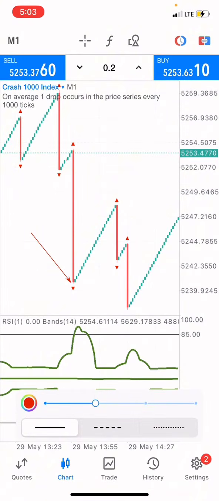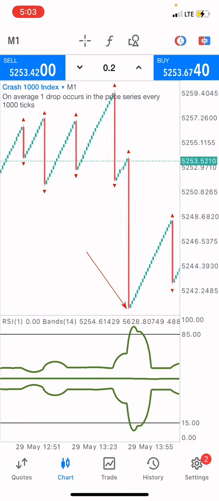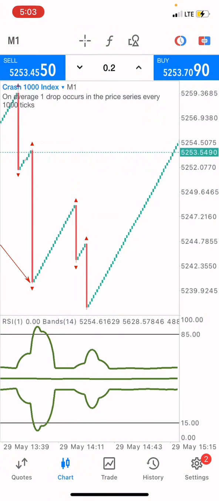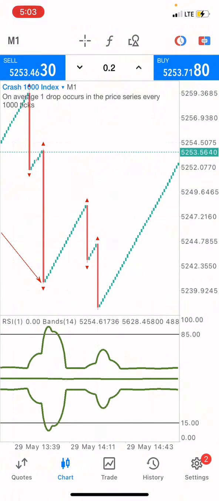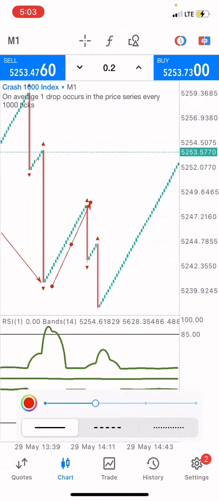Okay? And then you want to count. You want to take your shots, of course. Remember that you have to always check your screen from left to right to see that the indicators are not repainting or lagging at that point. So you want to see that that's clear, and then you take your buy. Remember, you're buying now.